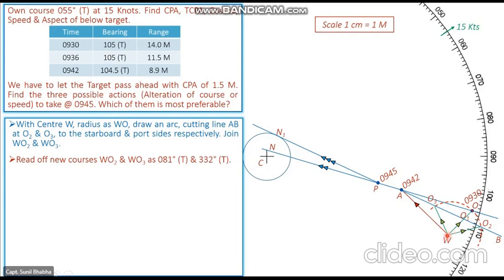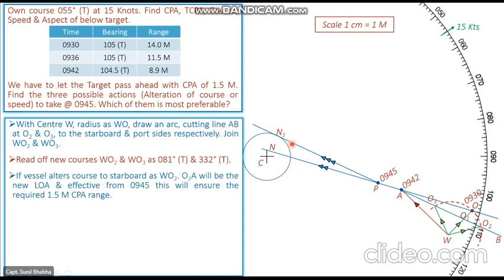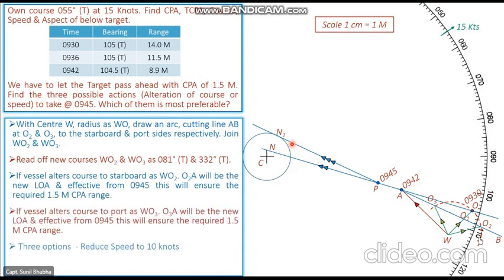So in all these three options, if we reduce speed to WO1, option number 1, if we alter our course to starboard and start moving on WO2, this is option number 2, and if we alter our course to port and start moving on a course of WO3, in all these three cases, the line of approach is in the direction of P2A. Effective from 9:45, any one of these actions will result in the ship moving on a new line of approach, maintaining the required CPA, closest point of approach. So we can have a good look at the plot now. Let me know your doubts.